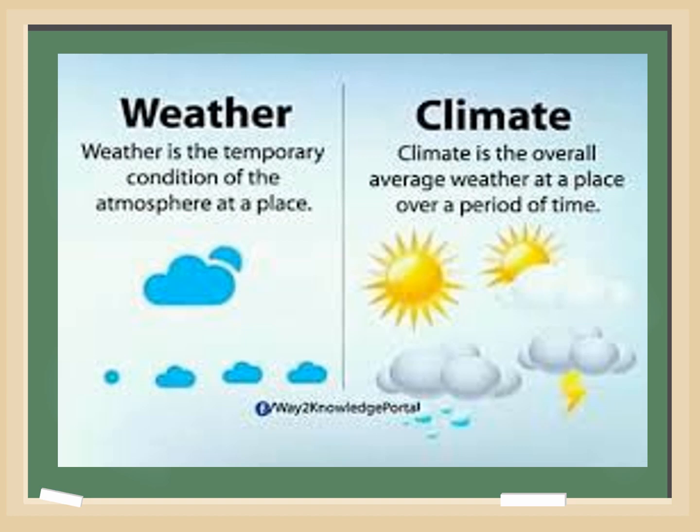What about climate? Climate is the overall average weather at a place over a period of time. How does it differ from weather? In climate, we are talking of the weather for a long period of time. It doesn't change every minute or every hour, because it is climate, and climate always occurs over a long period of time. I hope that you understand the difference between weather and climate.